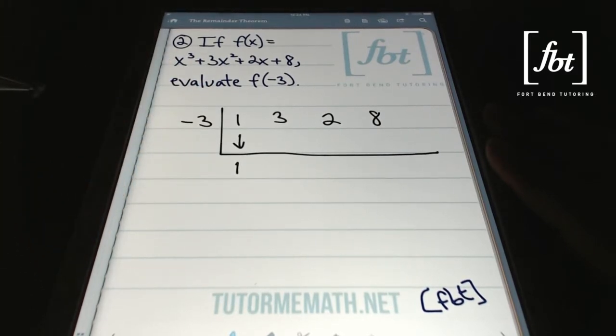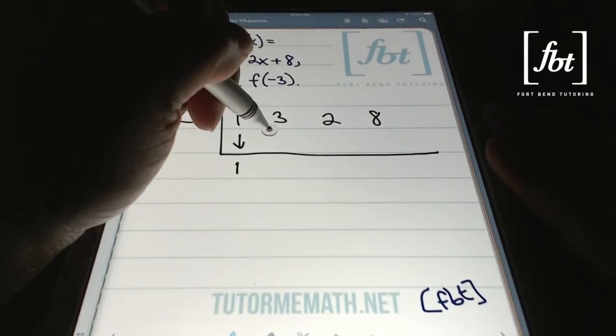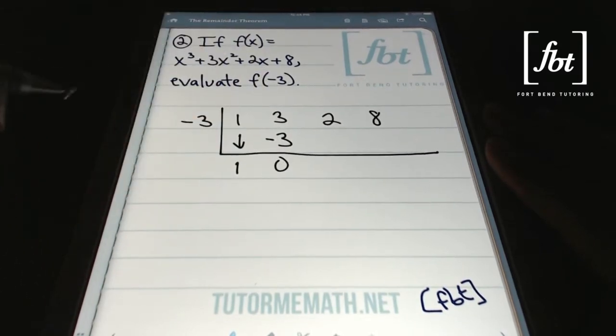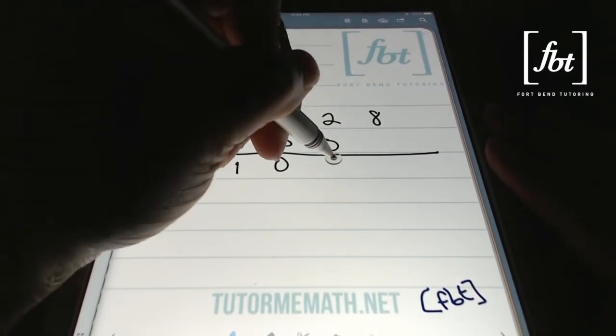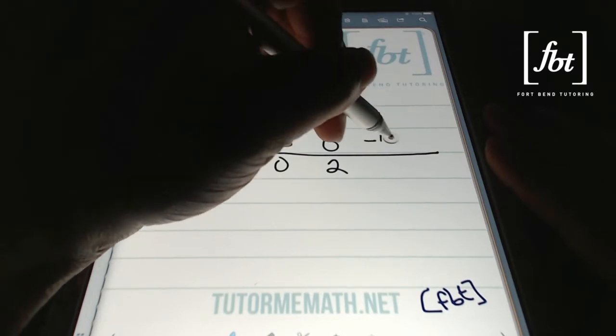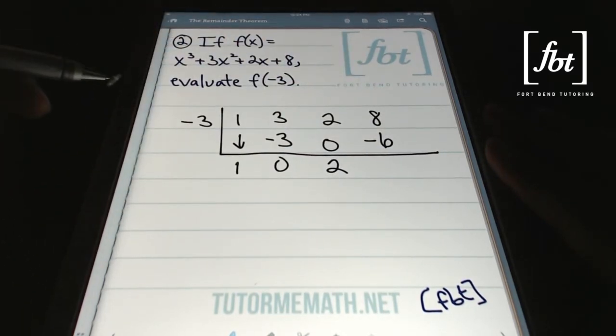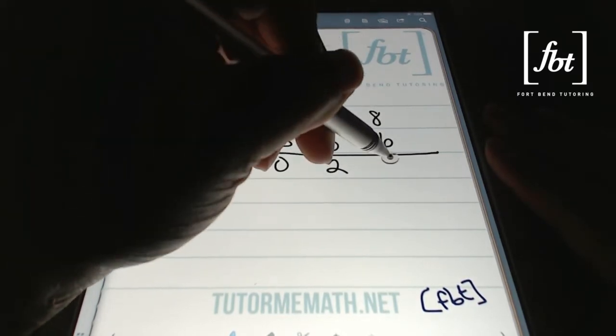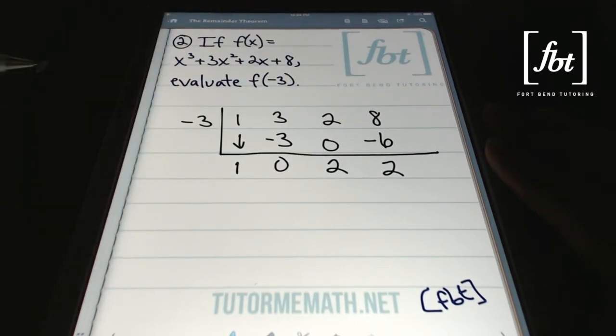We'll then have negative 3 times 1, which gives you negative 3. This gives you 0. Then negative 3 times 0 gives you 0. We'll bring down that 2 after combining those terms there. And then we have negative 3 times 2, which gives you negative 6. And then combining 8 and negative 6, you'll end up with a value of 2. Just like that, guys.